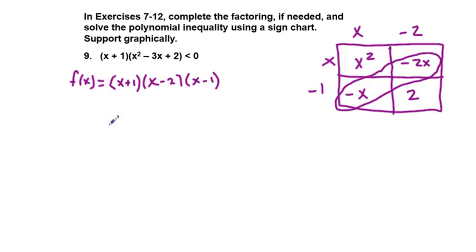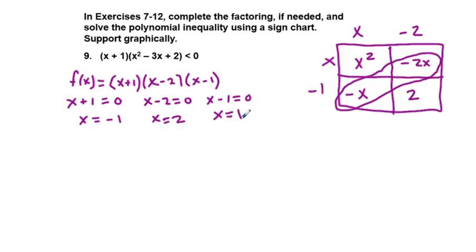And now to find our zeros, we set x plus 1 equal to 0. Our second factor, x minus 2, is equal to 0. And our third factor, x minus 1, is equal to 0. So our zeros are, solving for the equation on the left, x equals -1, then x equals 2, then x equals 1.